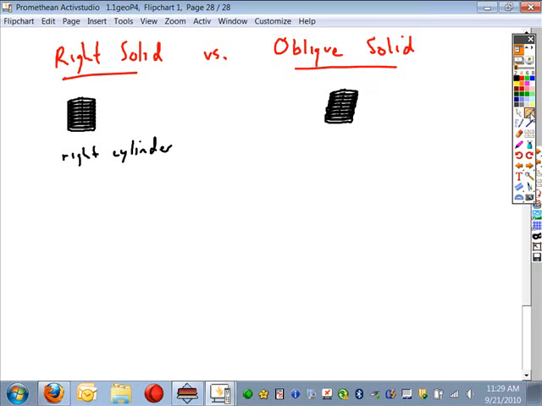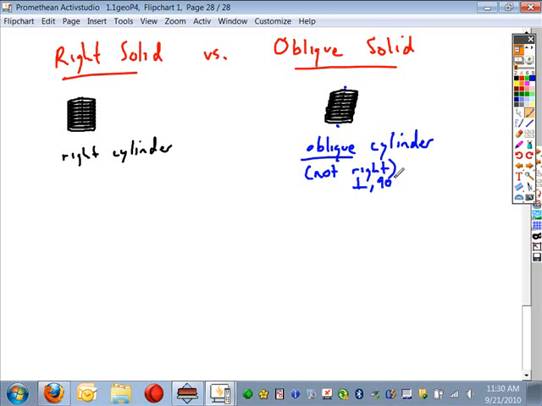If that occurs, where the center of the top base and the bottom base are not at 90-degree angles with respect to each other, or not perpendicular to each other, you have what's called an oblique solid. In this case, a cylinder. Oblique simply means not right. Not as in incorrect, but just that it's not 90 degrees. Not right, not perpendicular, not 90 degrees.